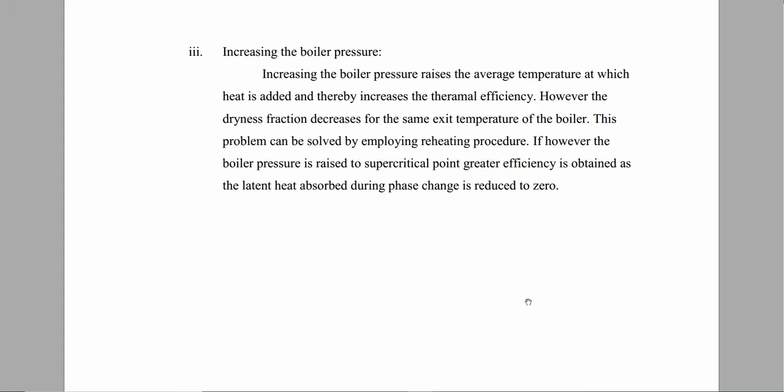Increasing the boiler pressure. Increasing the boiler pressure raises the average temperature at which heat is added and thereby increases the thermal efficiency. However, the dryness fraction decreases from the same exit temperature of the boiler. This problem can be solved by employing the reheating procedure.